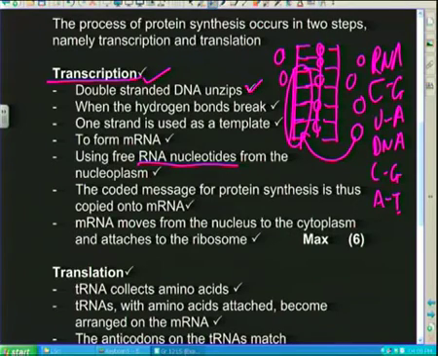There it goes. Once it's complete, remember, mRNA is small so that it can fit out of the nuclear pores in the nucleus. What happens? We call it a messenger RNA because it's carrying a message. It's carrying the codes. And where does it go? Out into the cytoplasm and onto a ribosome. That is the first part, transcription.